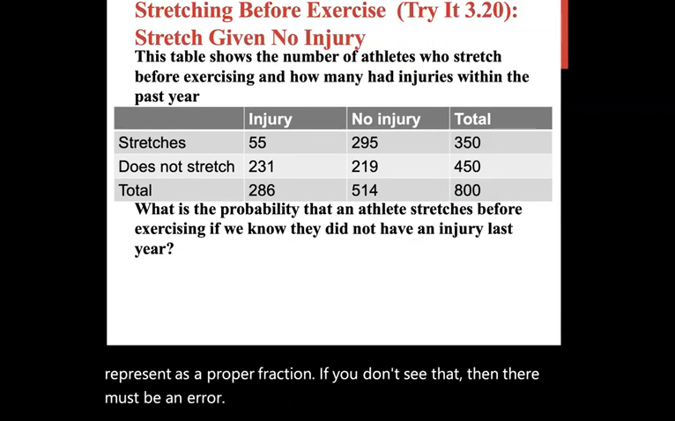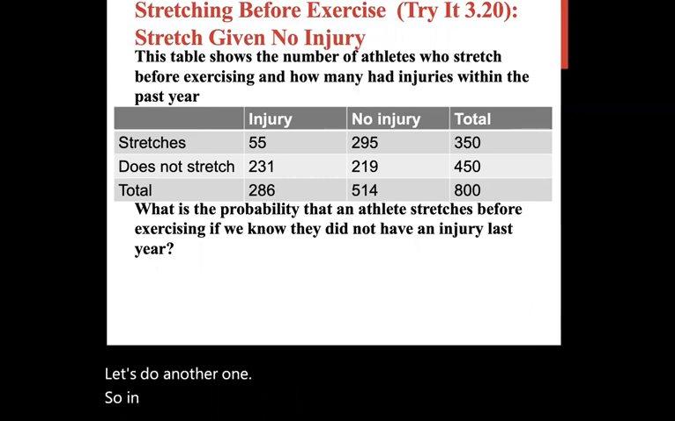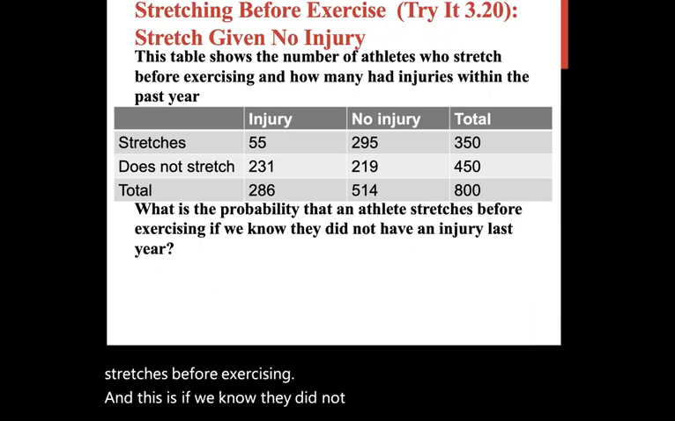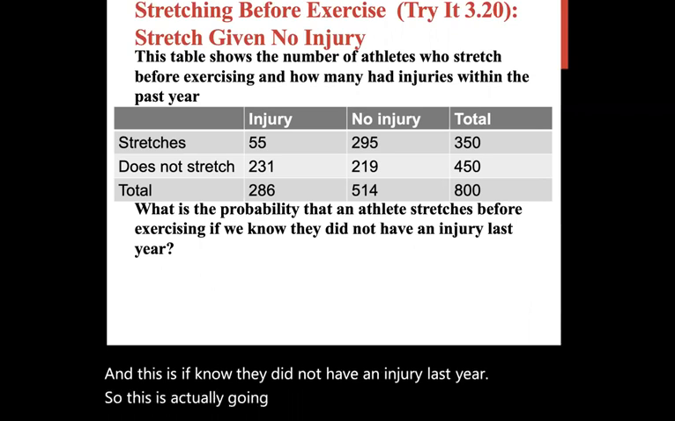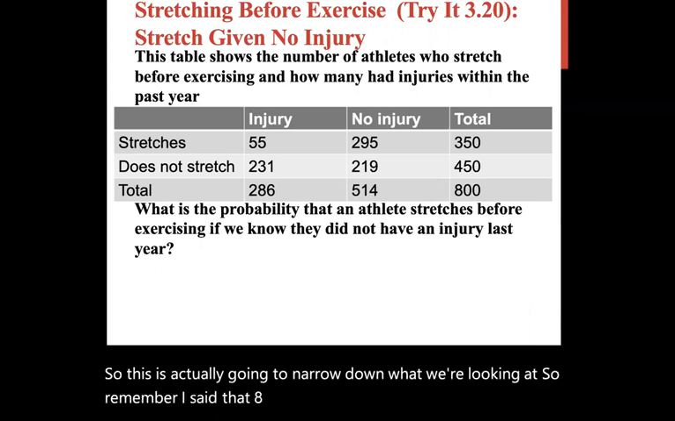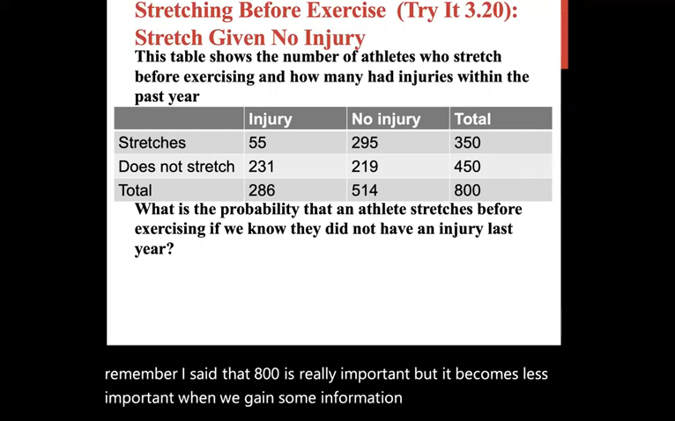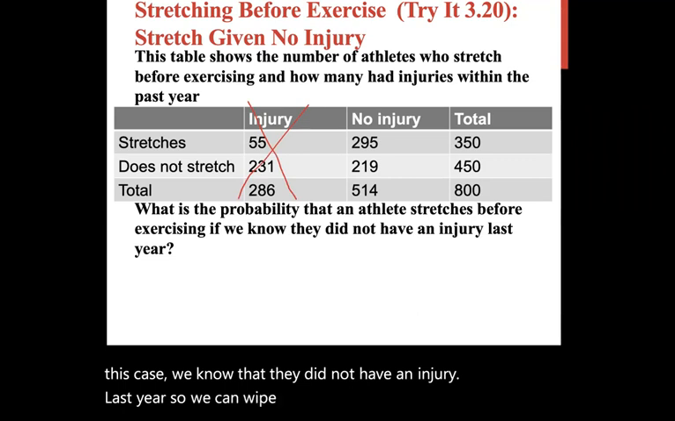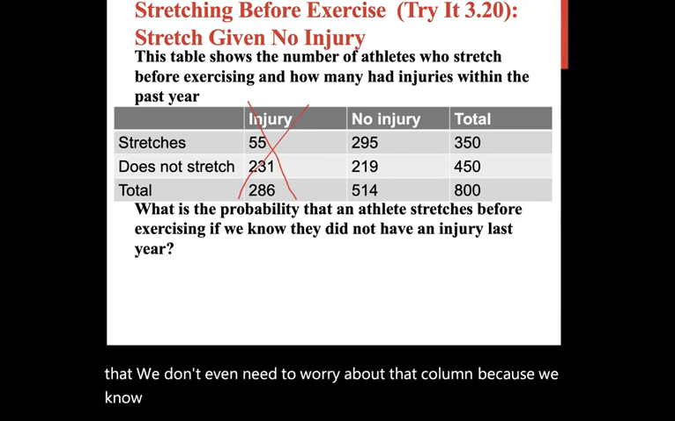Let's do another one. In this situation, we're looking at the probability that an athlete stretches before exercising. And this is if we know they did not have an injury last year. So this is actually going to narrow down what we're looking at. Remember, I said that 800 is really important, but it becomes less important when we gain some information about the athlete. So in this case, we know that they did not have an injury last year, so we can wipe out injury. We'll just put a big X through that.